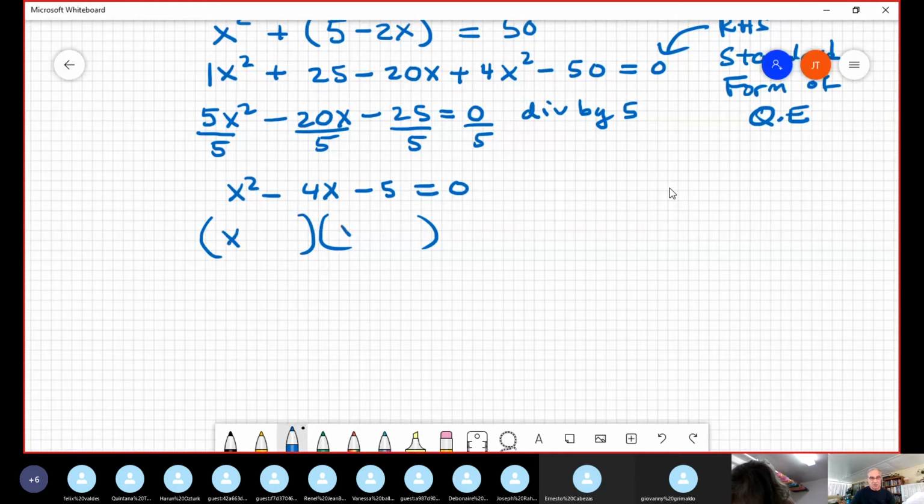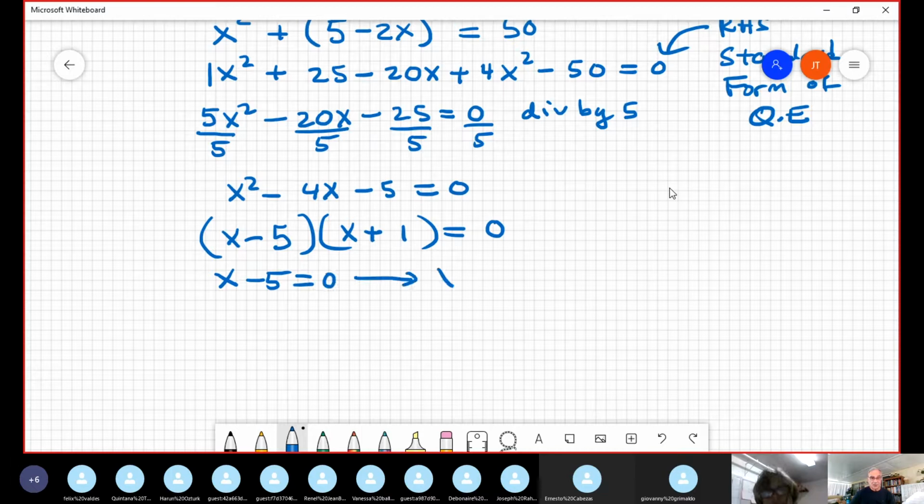what combination? What is the combination in this case? Tell me. Negative 5 and positive 1. Therefore, x minus 5 equal to 0 implies x is equal to 5 positive. And x plus 1 equal to 0 implies x is negative 1.